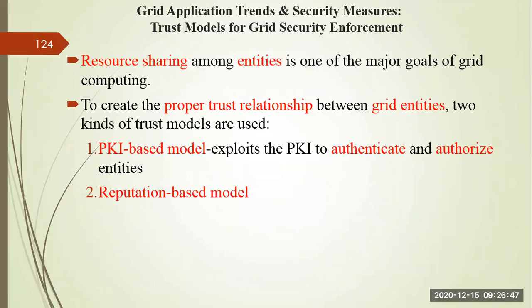Now, resource sharing among entities is one of the major goals of grid computing, because anybody can share resources, as you have seen in BOINC. You can join your computer system to BOINC, and at any point of time you can leave BOINC as well. So in order to create a proper trust relationship between the grid entities, the grid user, grid provider, grid broker and grid security infrastructure are there.